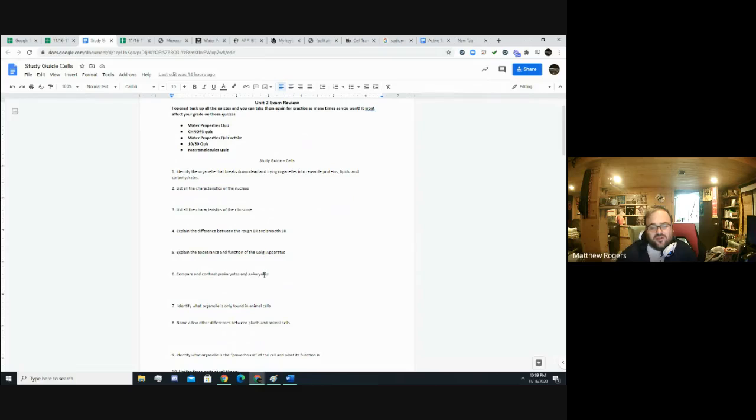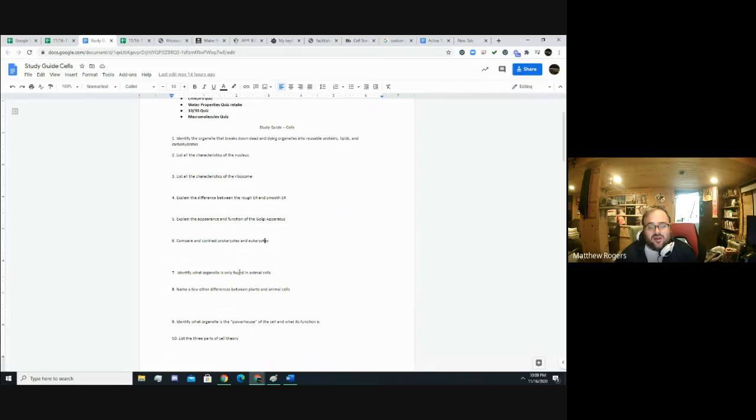Compare and contrast prokaryotes and eukaryotes. This is something we did on the last test. I just want to make sure that we understand the differences. Prokaryotes are bacteria. They are things with no nucleus. They have no membrane-bound organelles, meaning they have no complex organelles whatsoever. And eukaryotes are the opposite. They're basically other living things, so plants, animals, fungi. They have a nucleus. They have membrane-bound organelles, things like mitochondria. And they're more complex. That's a way to think about them. Prokaryotes came first. They're simple. Eukaryotes are more complex. Identify what organelle is only found in animal cells.